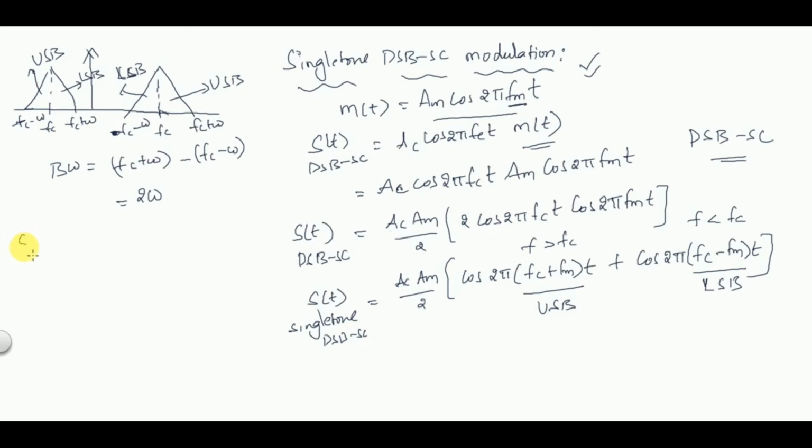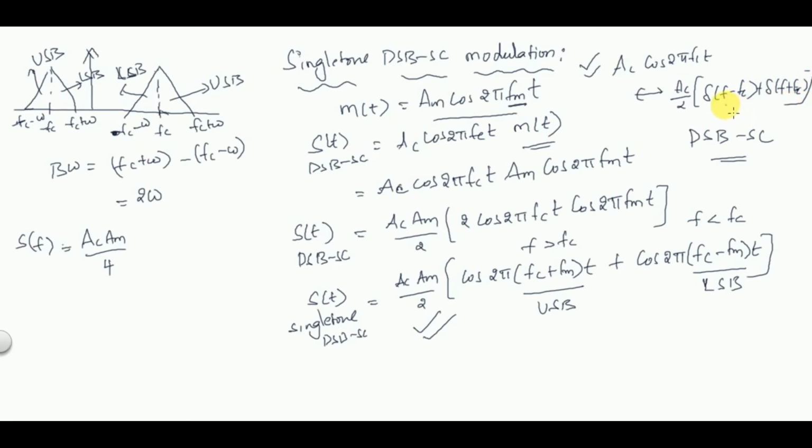If you want to write the frequency domain equation, apply the Fourier transform to this equation. It will be Ac Am/4. We know that the Fourier transform of Ac cos 2πfct is Ac/2 times [δ(f − fc) + δ(f + fc)]. So there will be two impulses, one at plus fc and the other at minus fc. Now in place of fc we have fc plus fm.